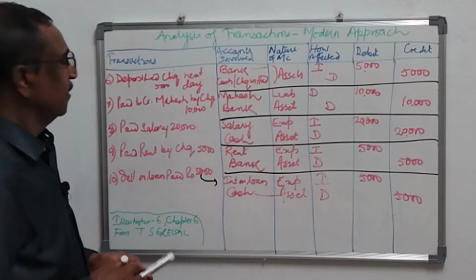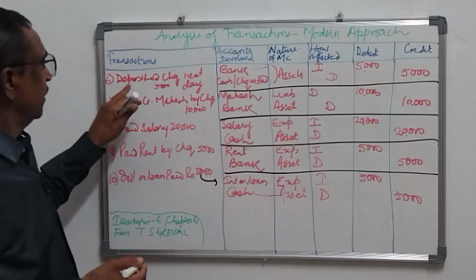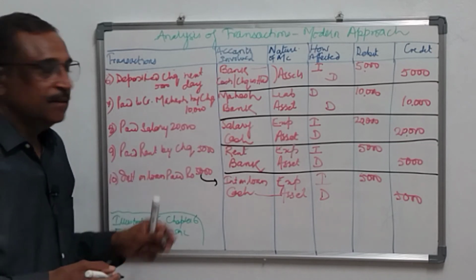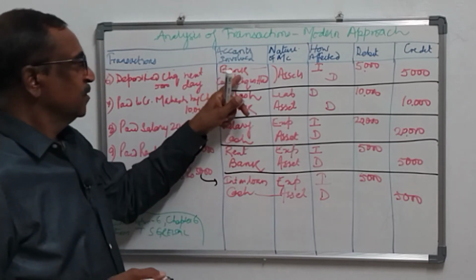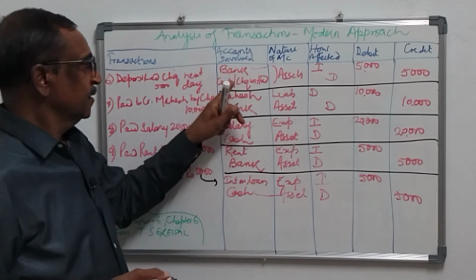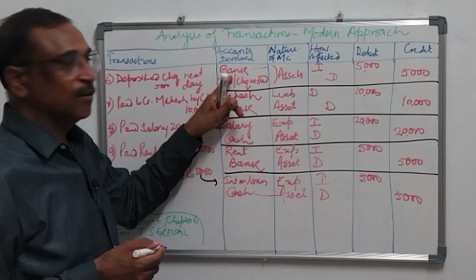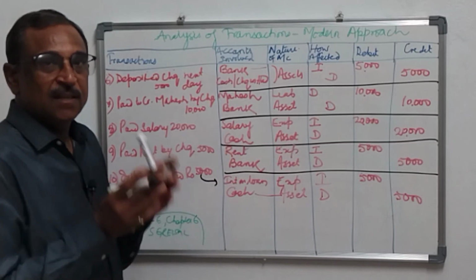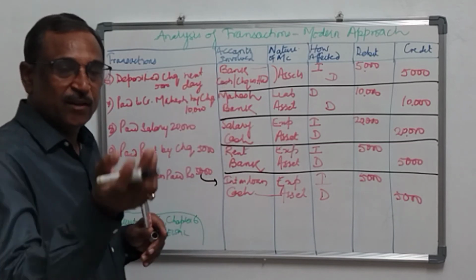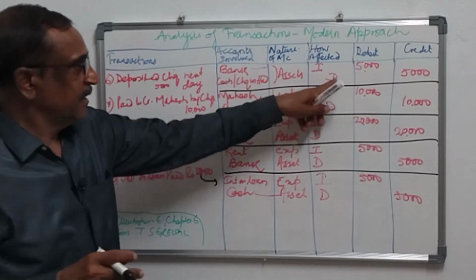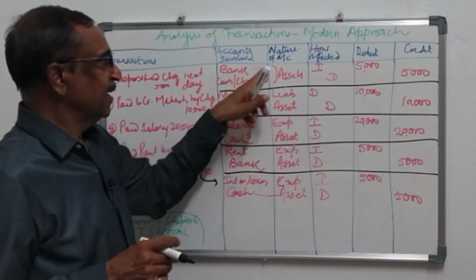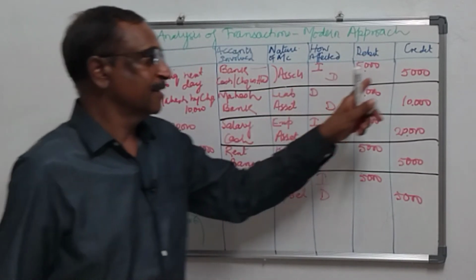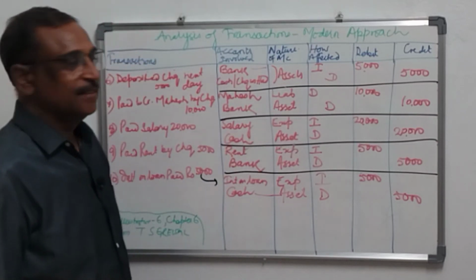Now let us revise, recapitulate. Deposited check next day. The check that was received from Shyam has been deposited into bank. So bank will be involved because you will send the check for clearance through bank. So bank is involved and cash check in hand, because that was the account which was affected when you received the check. Now it is decreasing. Both are assets. Bank balance will increase. So increase in asset is debited and decrease in asset is credited. Okay.